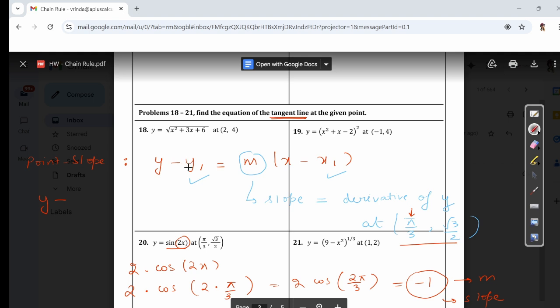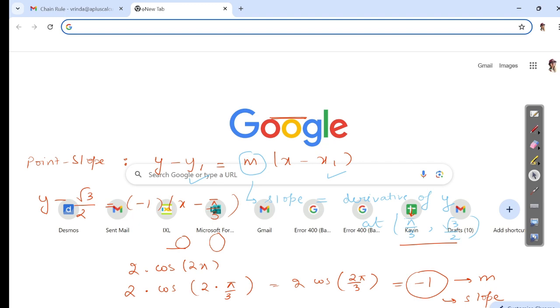Should I plug in the y values? Only at y1. So y1 is given, root 3 over 2. So y minus root 3 over 2 is equal to negative 1 times x minus... no, I mean pi over 3. Yes, pi over 3. And now I just want to show this to you on Desmos so that you understand what is happening. That will give you a lot of clarity.